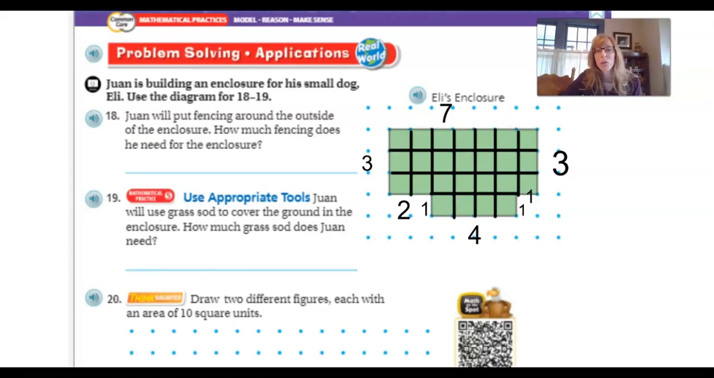Okay, I hope I gave you enough time. So Juan is building an enclosure for his small dog, Eli. Use the diagram for 18 and 19. Juan will put fencing around the outside. So we know that fencing is the perimeter of the enclosure. How much fencing does he need for his enclosure?